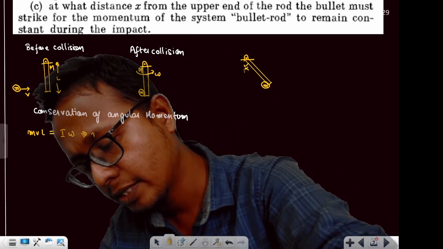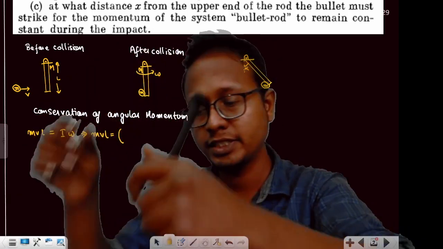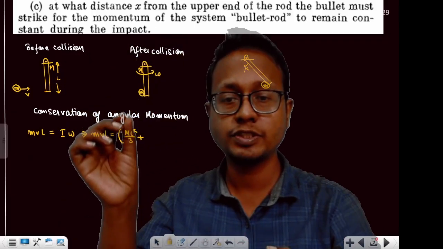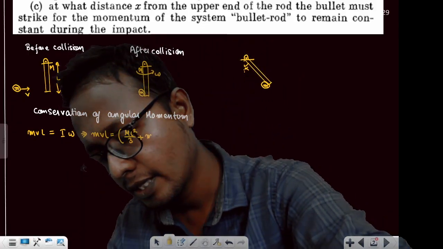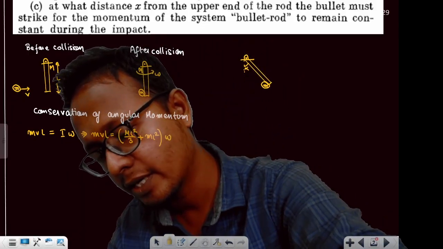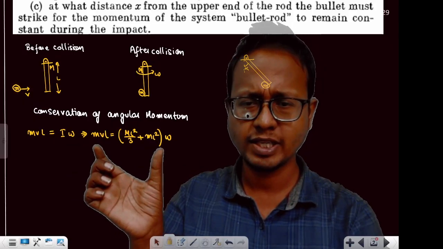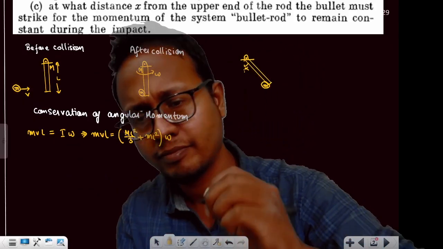What is the value of I total? So mvl is equal to I total omega, where I total is the moment of inertia of the rod about this hinge, which is ML square by 3, plus the moment of inertia of this point mass about the hinge, which is ml square, into omega. Now in the question you have to ignore the value of small m, but I'll do it later. I'm not taking that assumption into account now.